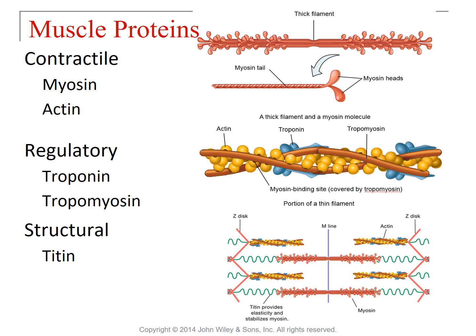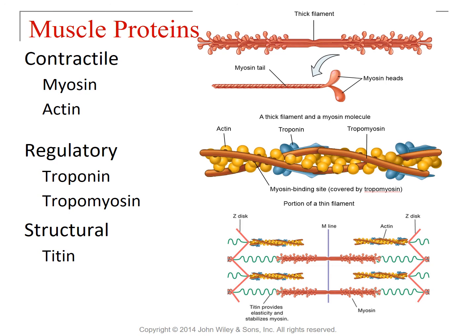Now, if the muscle is in its resting state, the tropomyosin actually covers up the binding sites. And what this does is to not allow any binding between thick and thin filaments. And if there's no binding between thick and thin filaments, the muscle cannot contract. So in this case, the tropomyosin is actually a regulatory protein that keeps the actin and the myosin from actually binding.